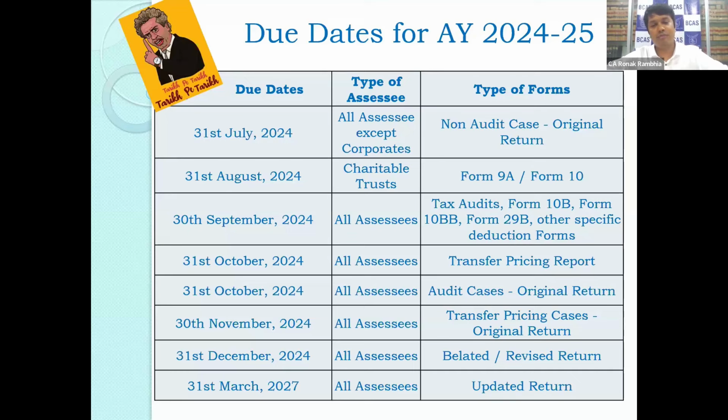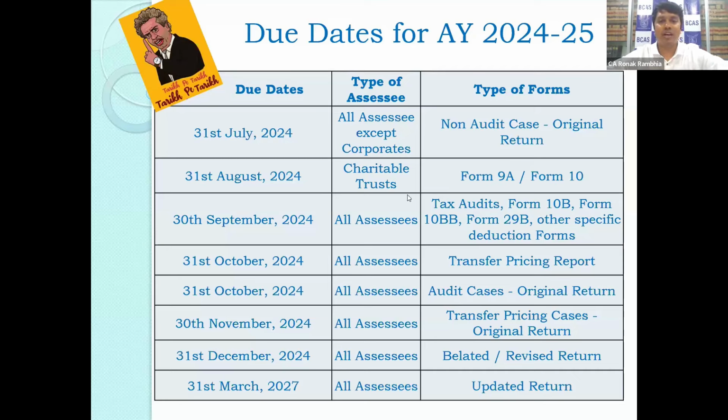Further, the 31st October 2024 due date is for the transfer pricing report. Here, transfer pricing may be both international and domestic transfer pricing. Also, 31st October is the date for the original return for tax audit cases, where tax audit is applicable or audit under any other act is applicable. The due date for those tax returns would be 31st October 2024.